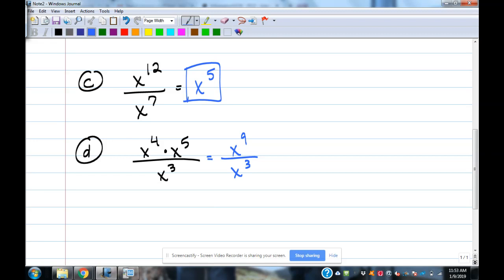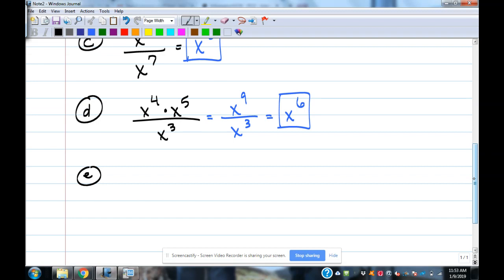Once we've done that, here's our new problem. Well, that looks just like the last three we did, right? So now what do we do with that? Yeah, and it'll be x to the 6th power. That's right. Exactly right. So we've combined a multiplication problem with a division problem.